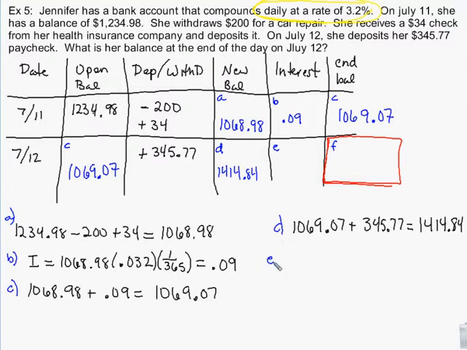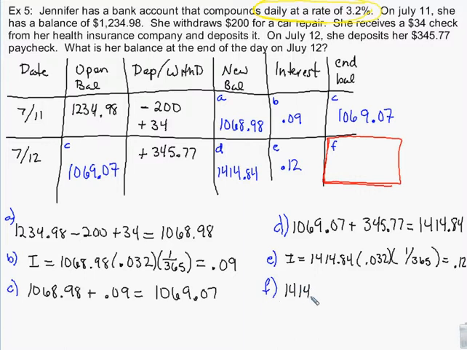And then for E, I need to calculate the interest on that. So same process, but with a different amount. So I'm multiplying 1414.84 times 0.032, and then I'm going to divide that by 365. And on this day, she's earning 12 cents. So for my final answer, I'm going to take that 12 cents that she earned and add it to the 1414.84. That gives us our final balance on July 12th.